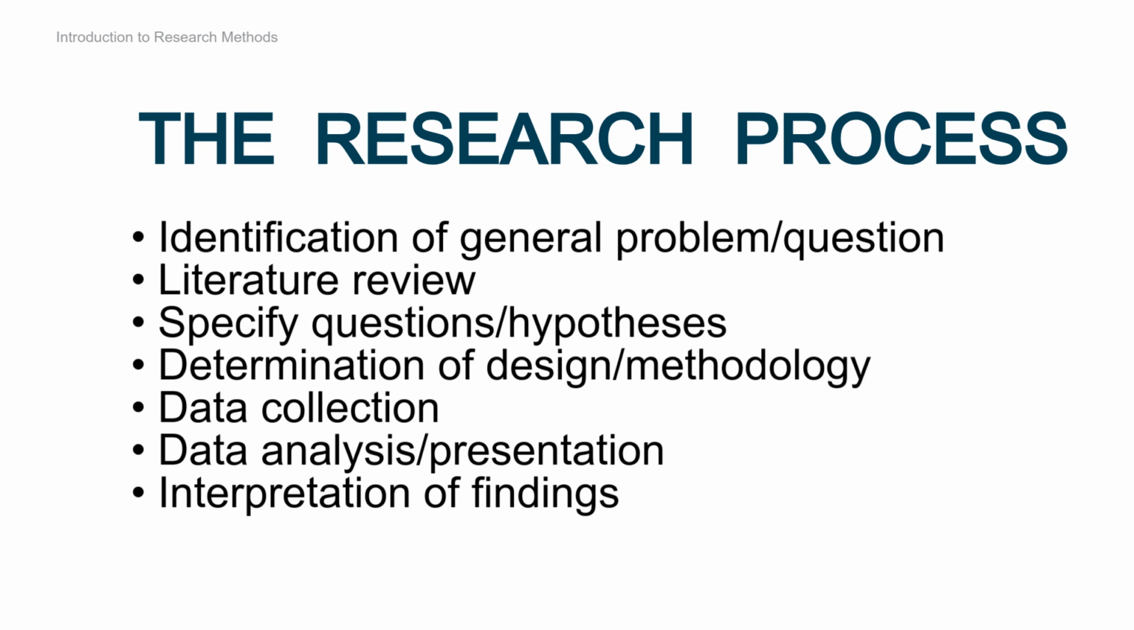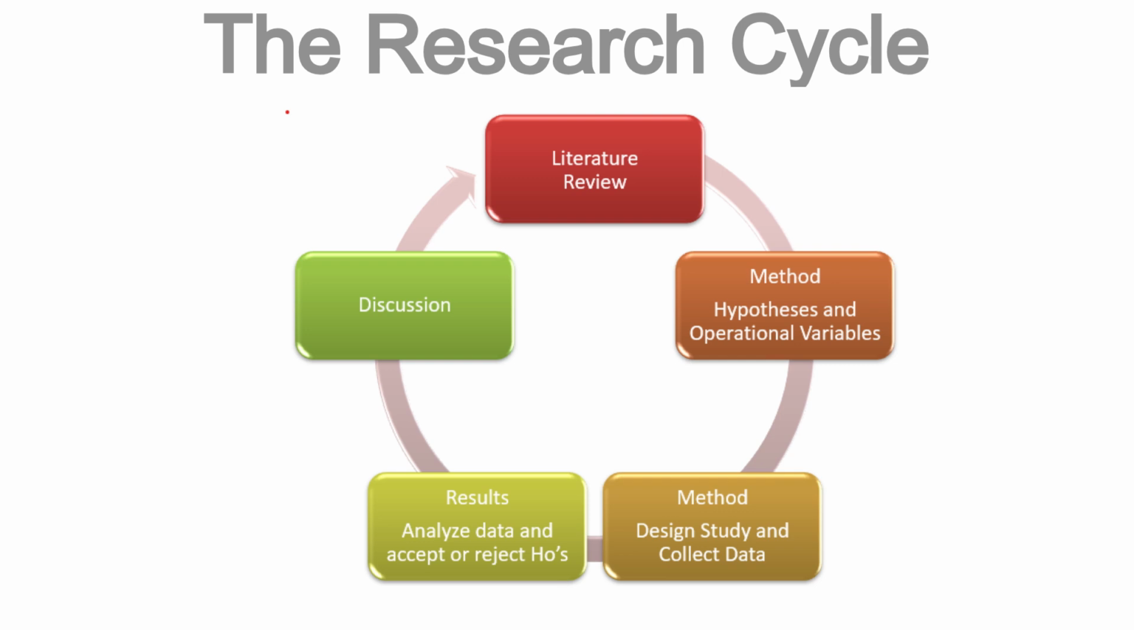Research follows a logical process: identify a problem or question, review existing literature, formulate hypotheses or objectives, design your research and choose methods, collect data, analyze and present data, interpret your findings. This cycle is iterative. You may go back and adjust earlier steps as you learn more. This diagram shows how research is a continuous cyclical process, not just a straight line.